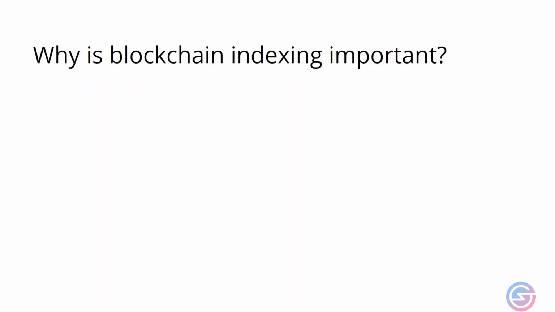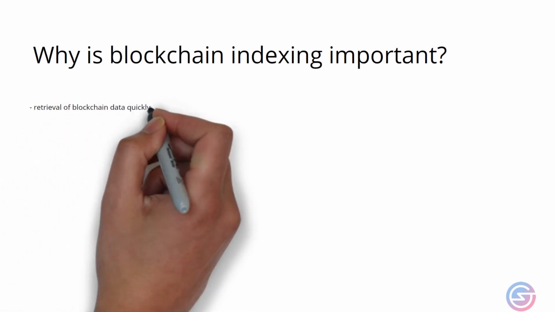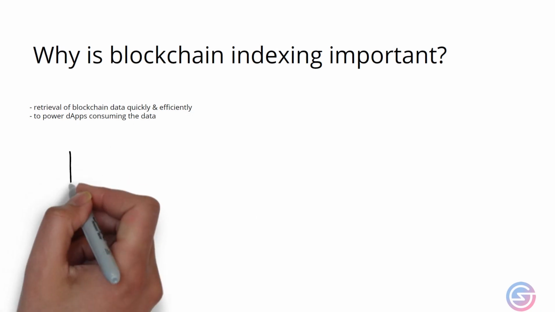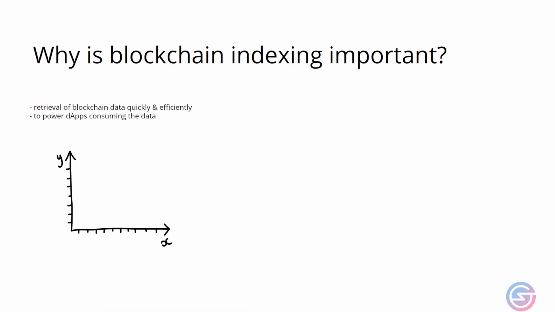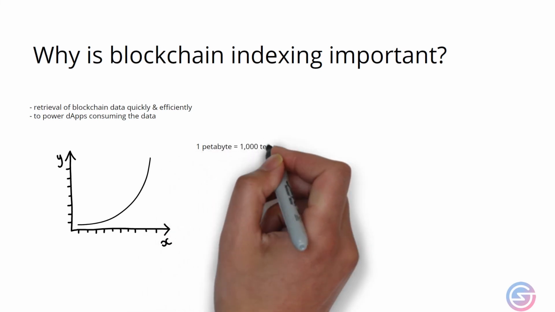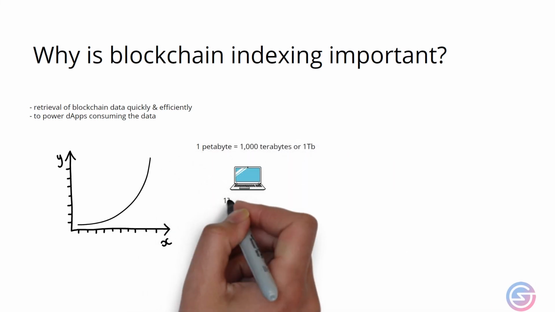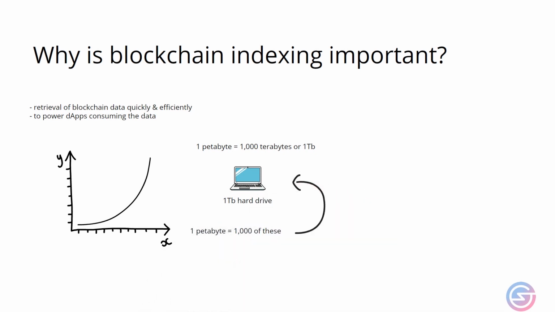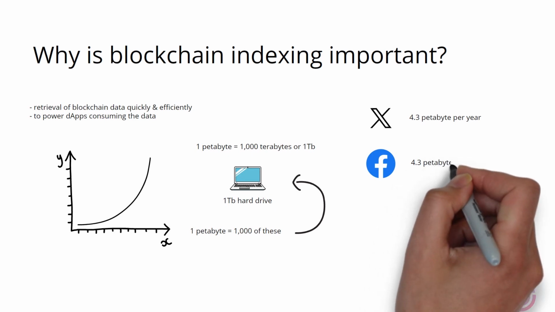It should be evident now why blockchain indexing is important. It's to allow the retrieval of this data quickly and efficiently in order to power dApps that are consuming the data itself. However, if we look at the growth of data over time, modern databases currently store petabytes of data. A petabyte is 1,000 terabytes, and if a standard laptop hard drive has 1 terabyte of storage, this would be the equivalent of 1,000 laptops. It has been estimated that X, formerly Twitter, generates 4.3 petabytes of data a year. Facebook, on the other hand, is estimated to generate 4 petabytes of data per day.